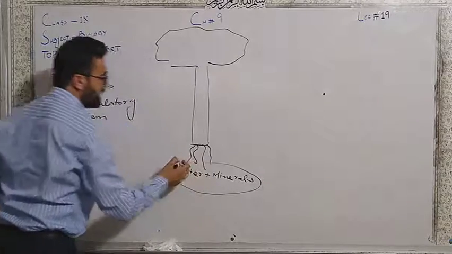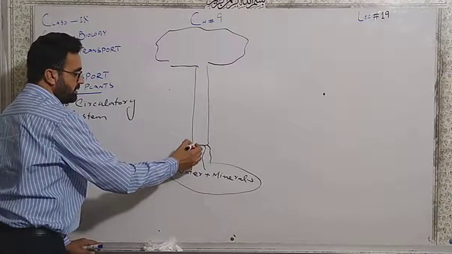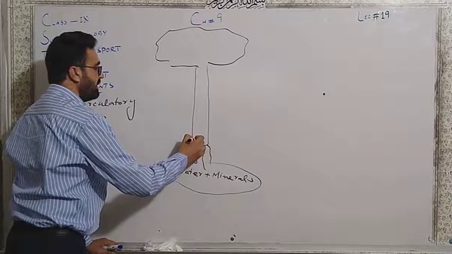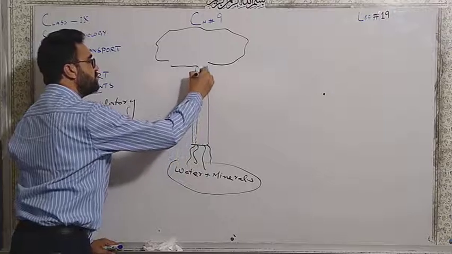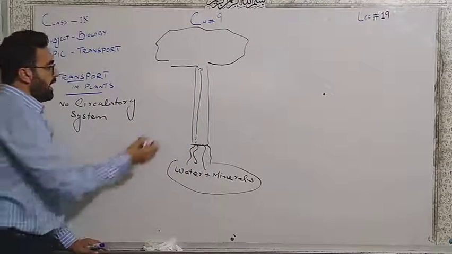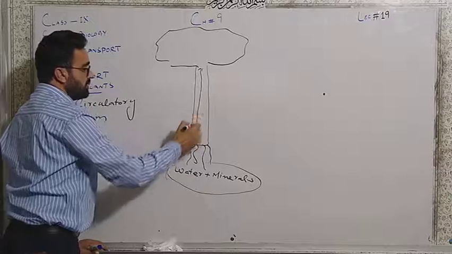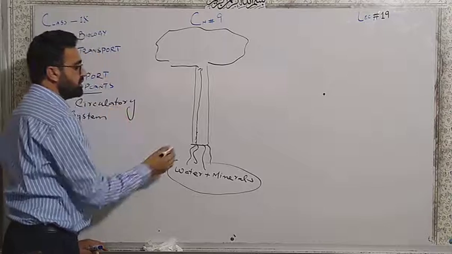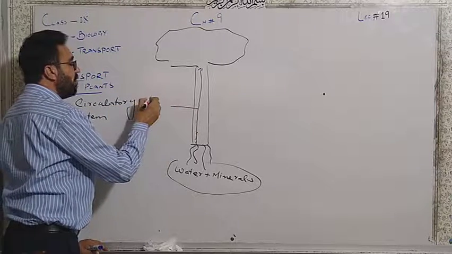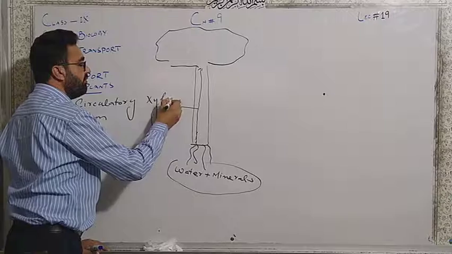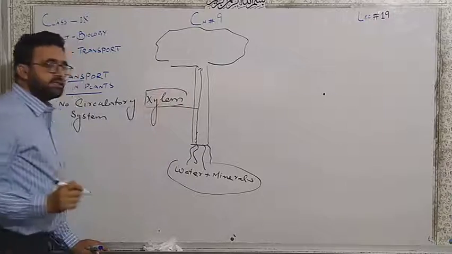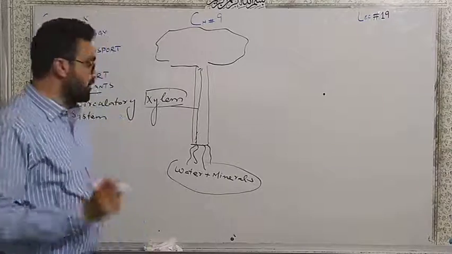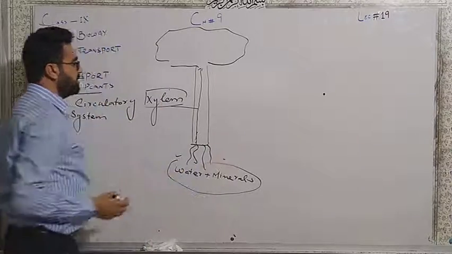The source of the water and minerals is the soil, and plants usually take up the water and minerals, and then they transport them to the upper part of the plant. The tissue which is used for the transportation of water and minerals is called xylem. You know very well about the xylem, dear students. The xylem is a type of conducting tissue which is responsible for the conduction of water and minerals.